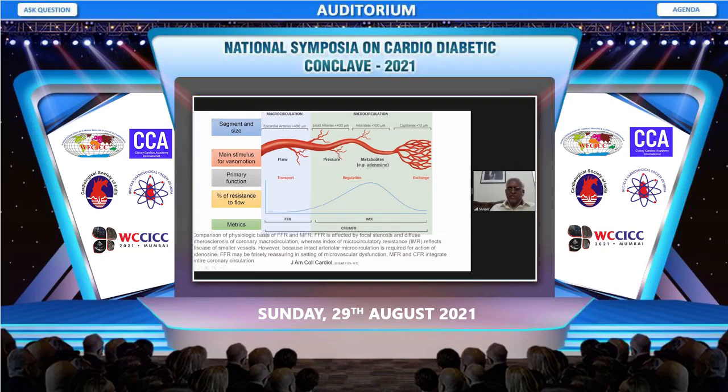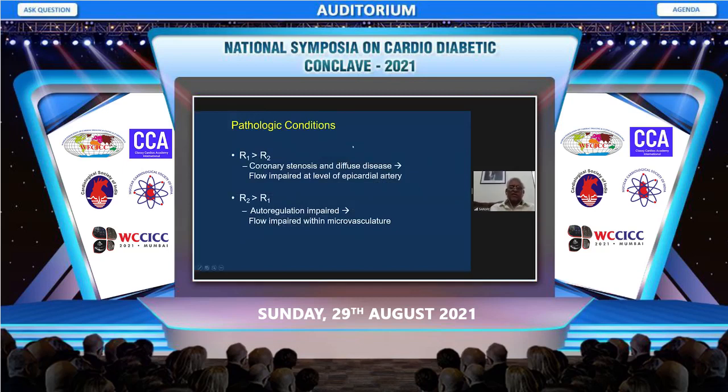So these are the resistance. Microcirculatory resistance comes into play. So by doing CFR and MFR, we are measuring the earlier form of the diabetic or any other metabolic changes which are affecting the measurement of the flow.